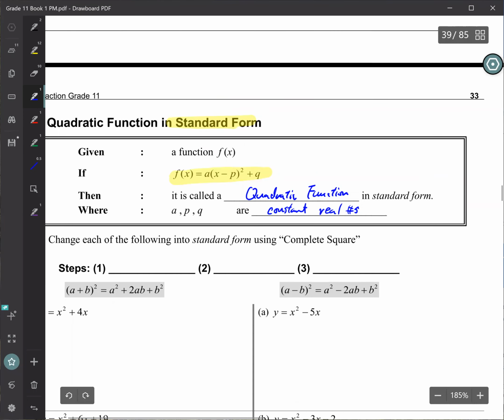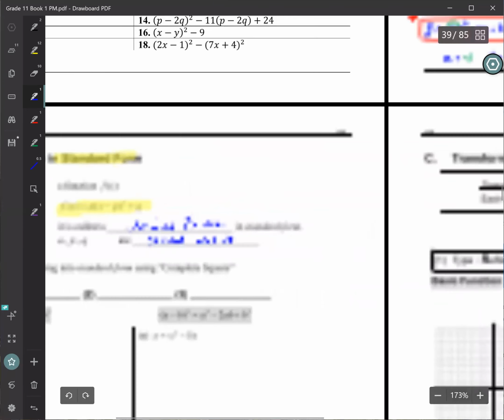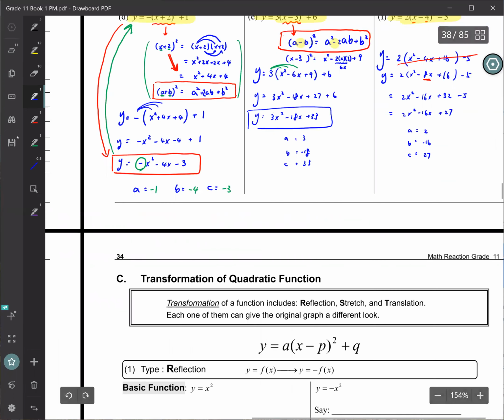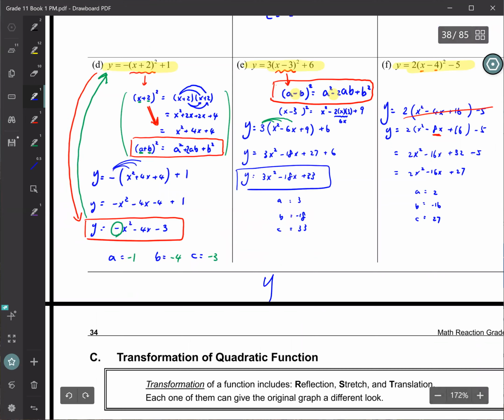So they could also be decimals. Let's go back and compare the form. I'll copy the form over here: y equals a, (x minus p) squared, plus q. I'd like you to compare this a, p, q form with each of D, E, and F, the yellow highlighted part, and then let's find out their a, p, q. We're going to write it down here.